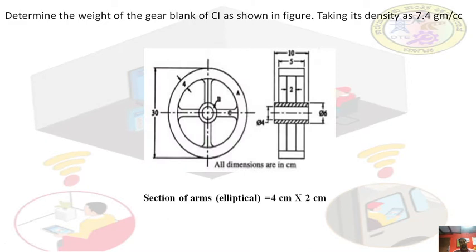So next, move on to the next problem. Determine the weight of the gear blank as shown in the figure, taking density as 7.4 grams per cubic centimeter. So we have to find out the weight only. There is no need of calculating cost. So this is the gear blank given, and you have to split it into simple components.